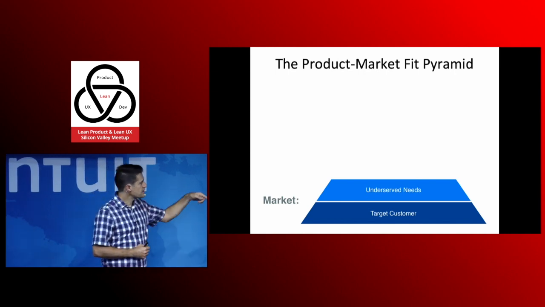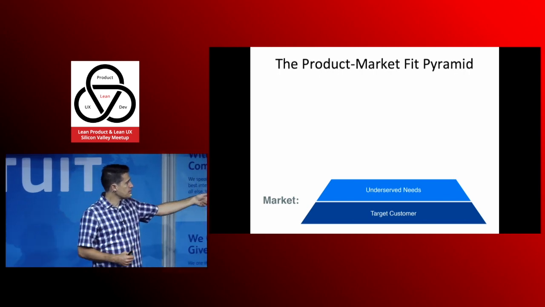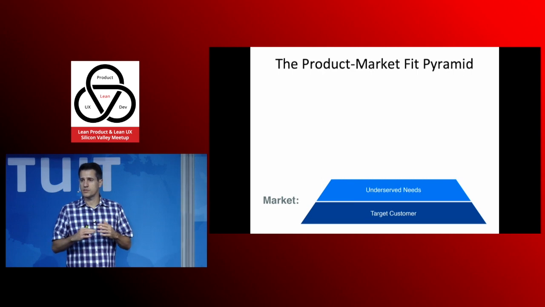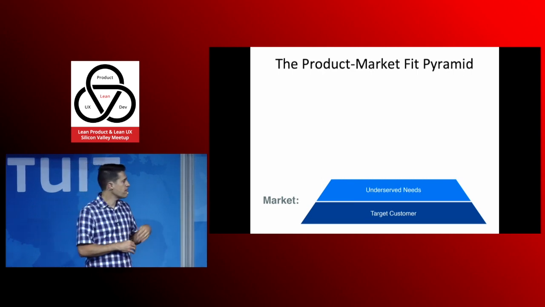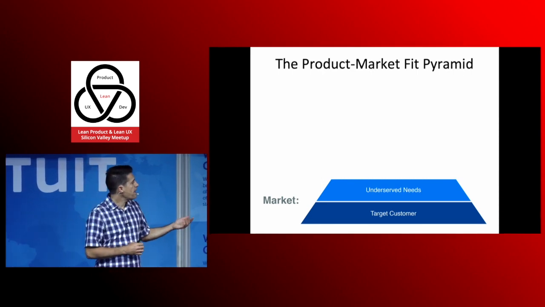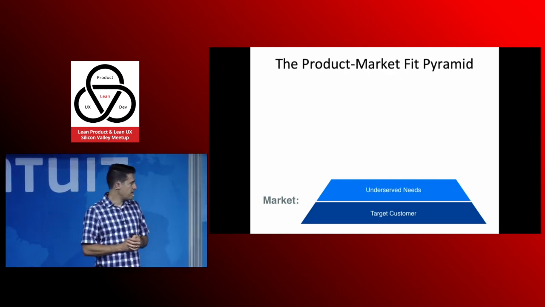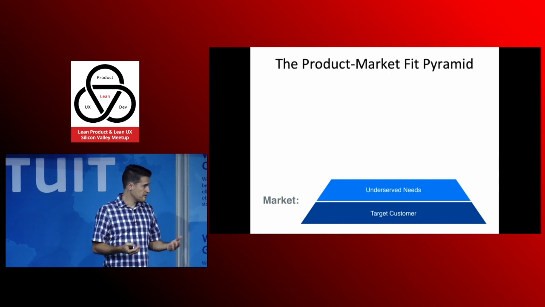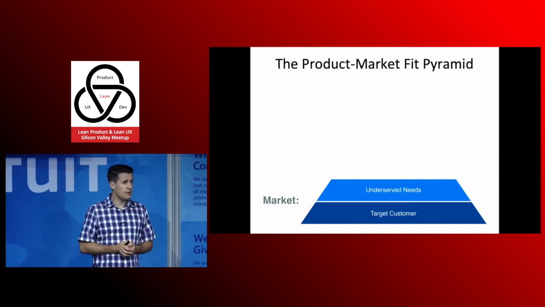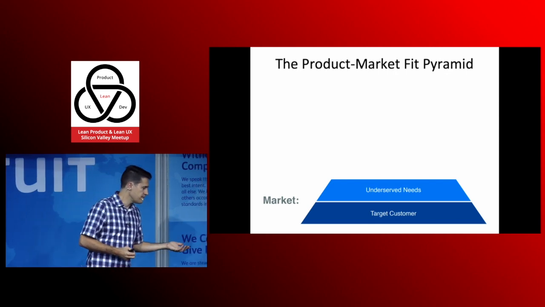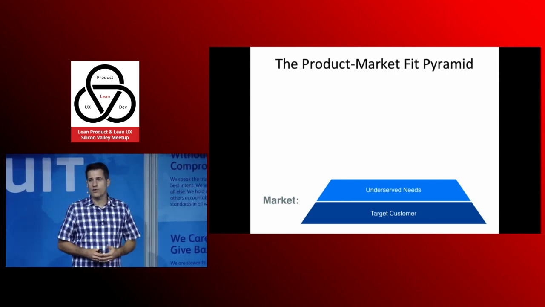So the next layer up is, for that target customer, what are their needs, right? We don't want to focus too soon on features. I'm going to talk about this more in a second, solutions. We want to focus on what are their needs and problems. More specifically, you'll see the word underserved there. We want to focus on the needs that are not well served today. If someone's perfectly happy with how a need's getting met today, that's probably not the one we want to target. I have a whole framework for that. But taken together, these two layers are the market, basically.